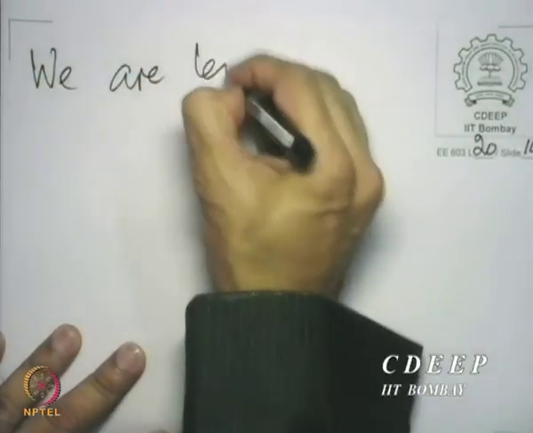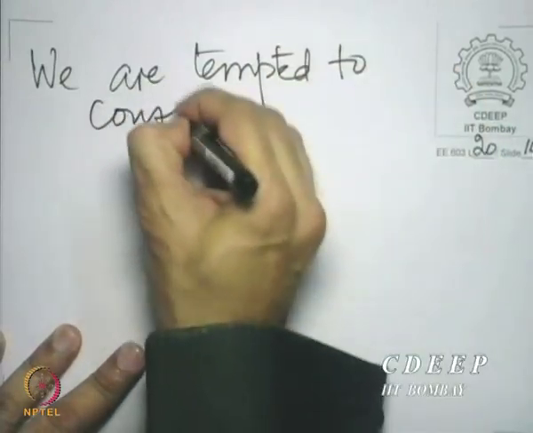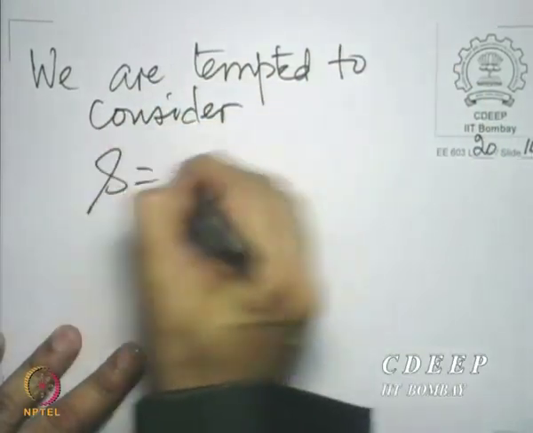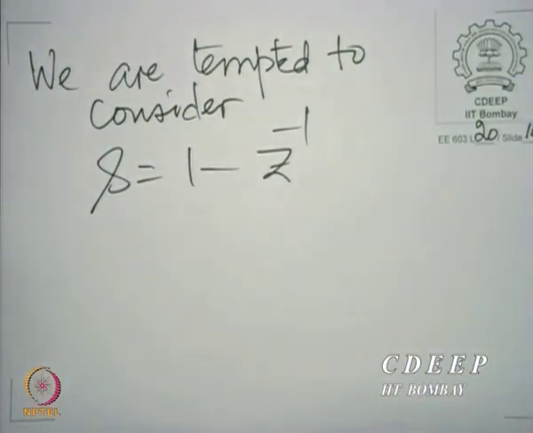We are tempted to consider S equal to 1 minus Z inverse. What it means is, we are approximating the derivative by taking the difference between the current sample and the past sample.